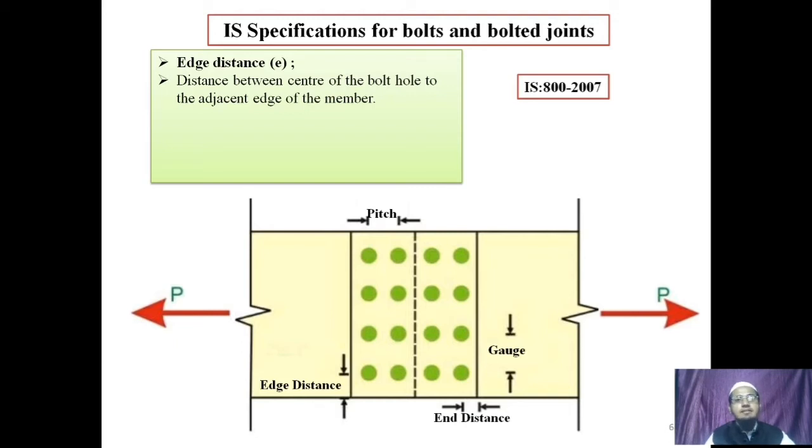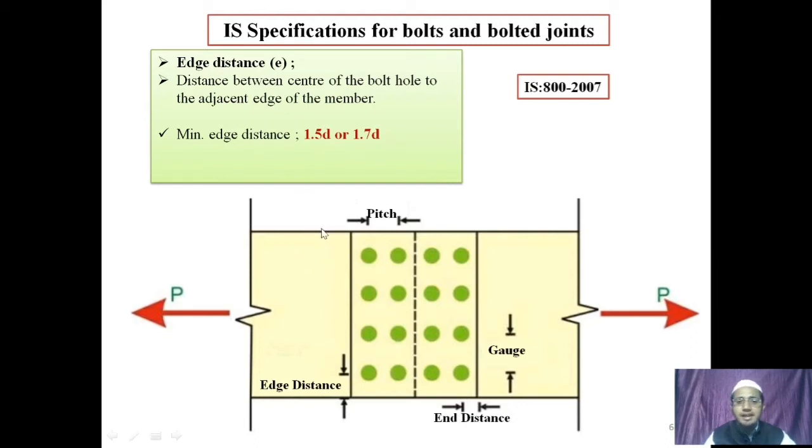Yes, edge distance means the distance between the center of the bolt hole to the adjacent edge of the member. Now, for this edge distance, IS has suggested some specifications. That means the minimum edge distance should be 1.5 times D or 1.7 times D. Now, what is meant by this 1.5 or 1.7, and where should we take 1.5 or 1.7?